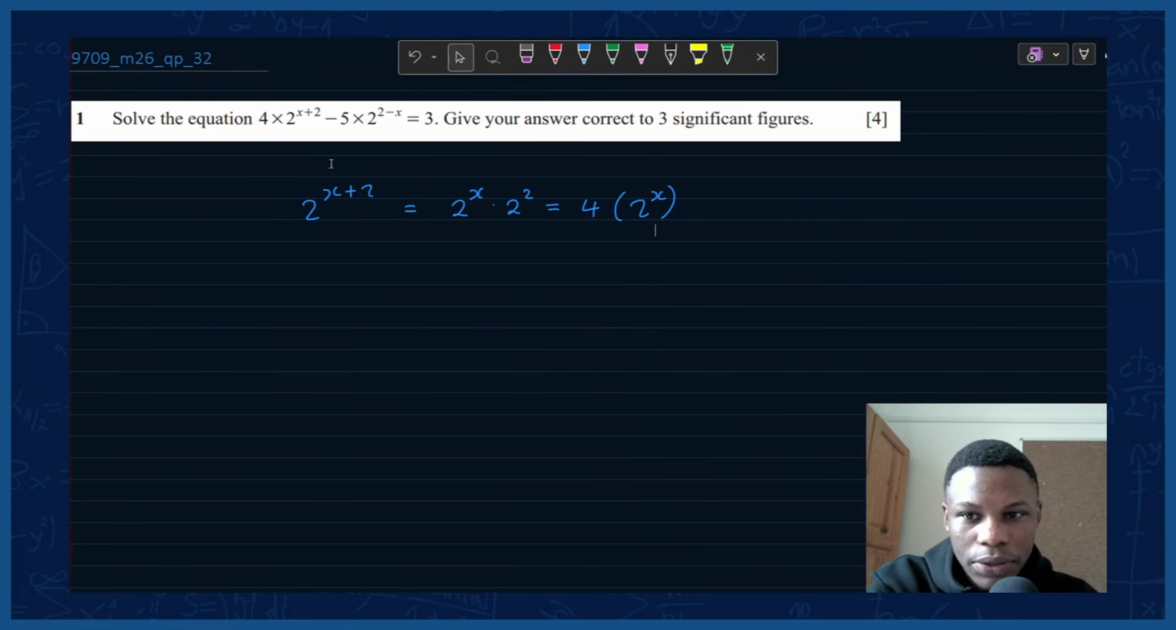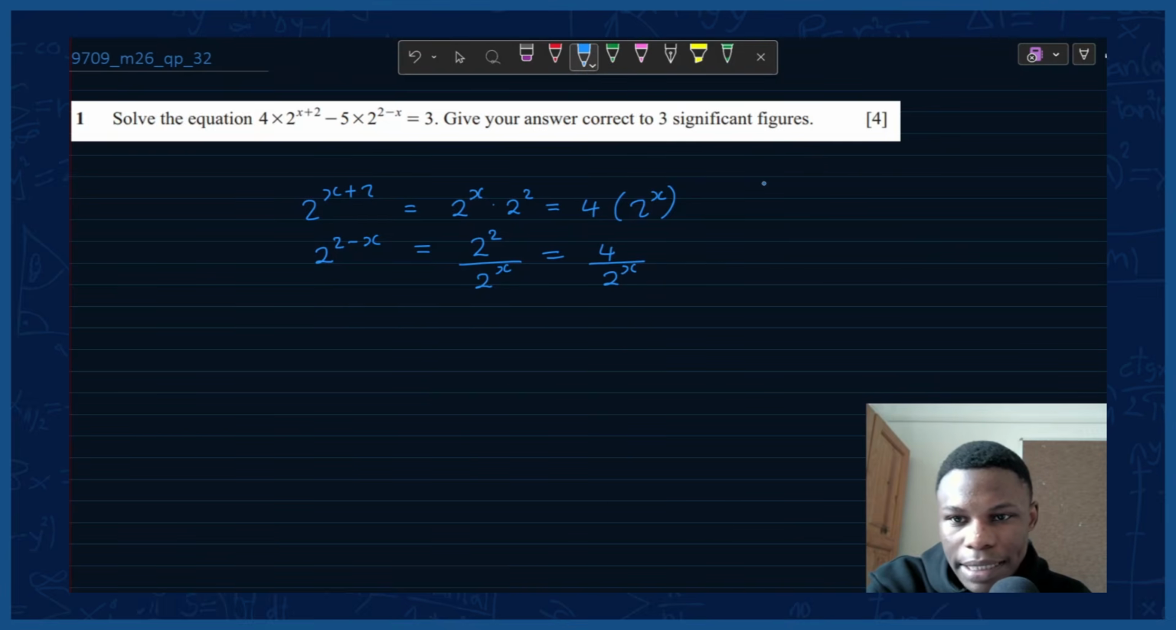And we want to do something similar to this 2 to the power of 2 minus x. Again, according to laws of indices, this is 2 to the power of 2 divided by 2 to the power of x, because our powers are subtracting, right? Which is now just 4 over 2 to the x.